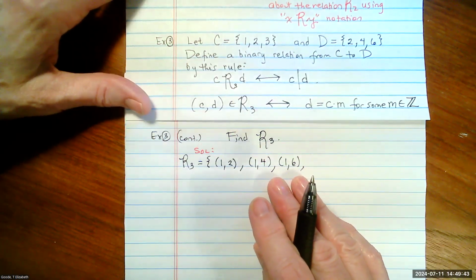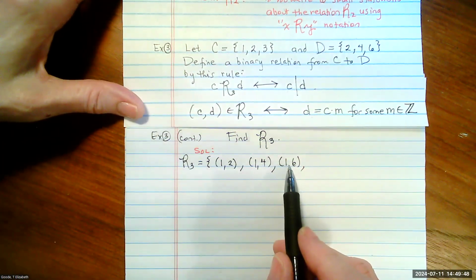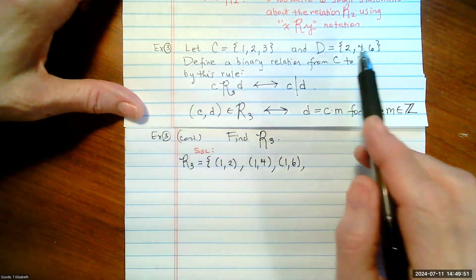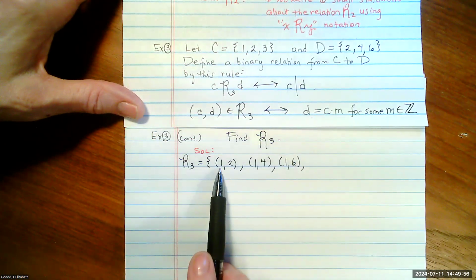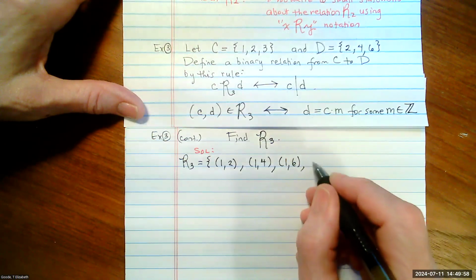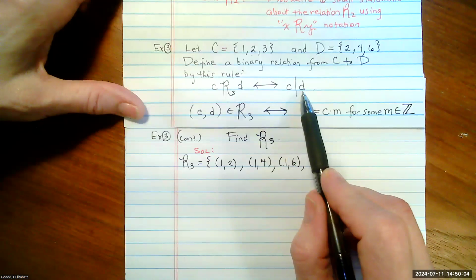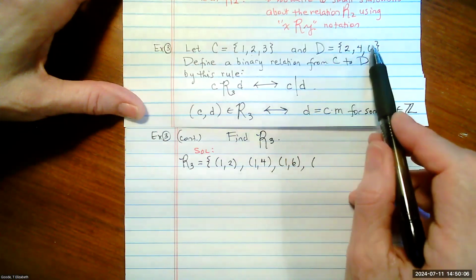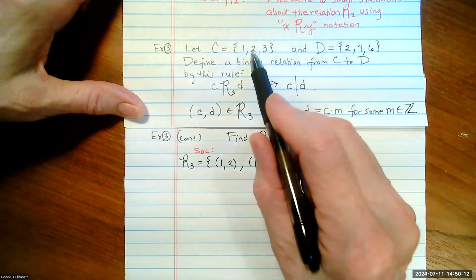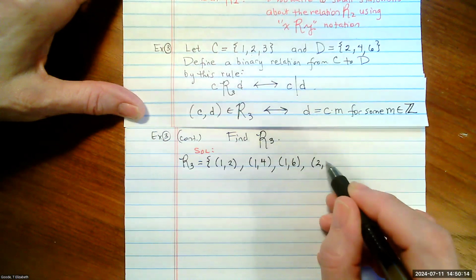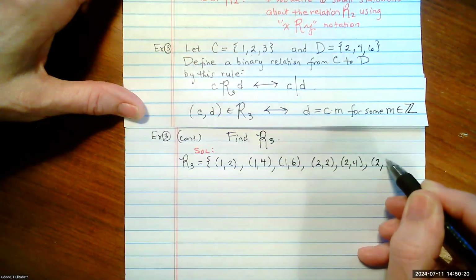What else is in R3? Well, let's see. We've exhausted all of the possible elements that have 1 as a first coordinate because 1 divided everything in D. So all 3 of those are there, 1 for each element of D using the element 1 from C. Let's look at the element 2 from C. Does 2 divide little d for any of the elements d here in set D? Sure. 2 divides into 2. So (2, 2) is in R3. 2 also divides 4. And 2 divides 6.